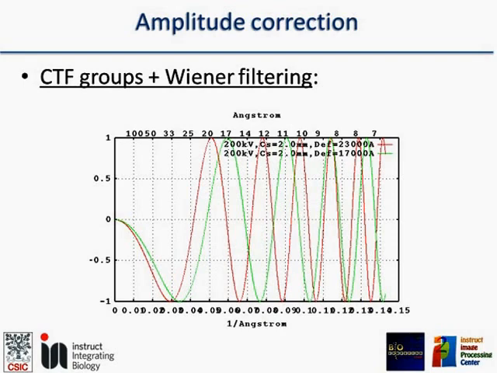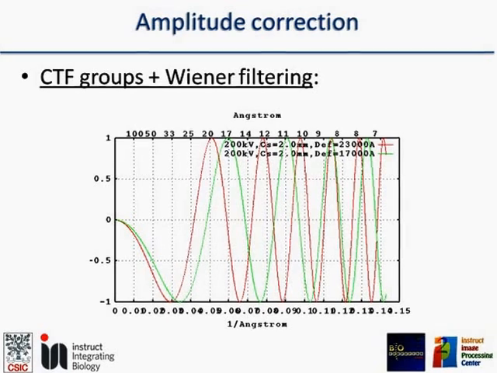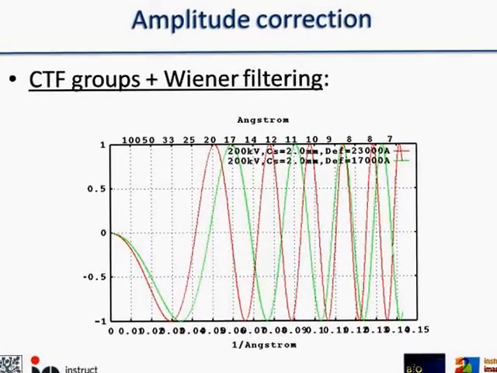So once you have your volumes for each one of the groups, you have to combine all the volumes. And this is done with a Wiener filtering that Javi was explaining yesterday. So at the end, what you will have is a single reconstruction that combines all the information from the whole data set through this Wiener filter.